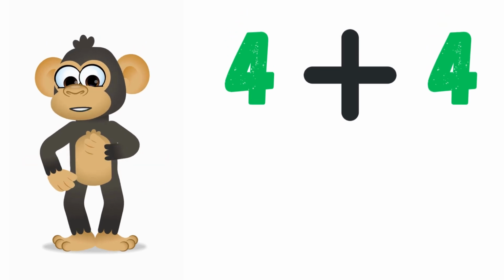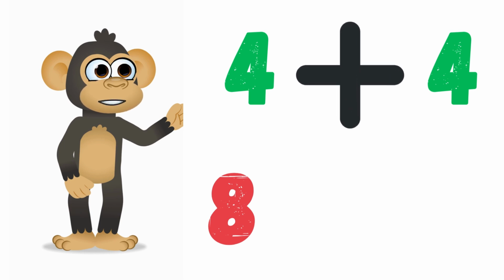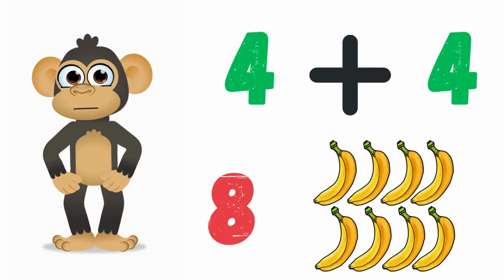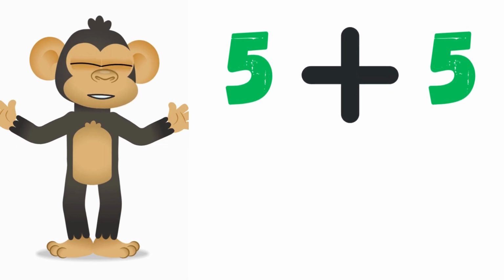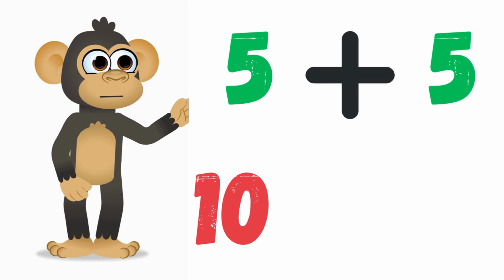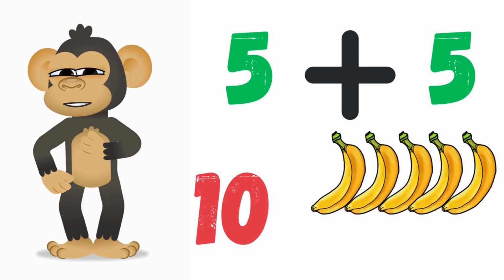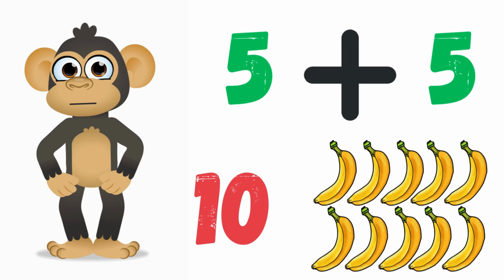And 4 bananas plus 4 bananas. Here we get 8 bananas. 4 bananas plus 4 bananas equals 8 bananas. Yum! Here kids, 5 bananas plus 5 bananas. We get 10 bananas. Yeah! 5 bananas plus 5 bananas make 10 bananas. That's a perfect bunch.